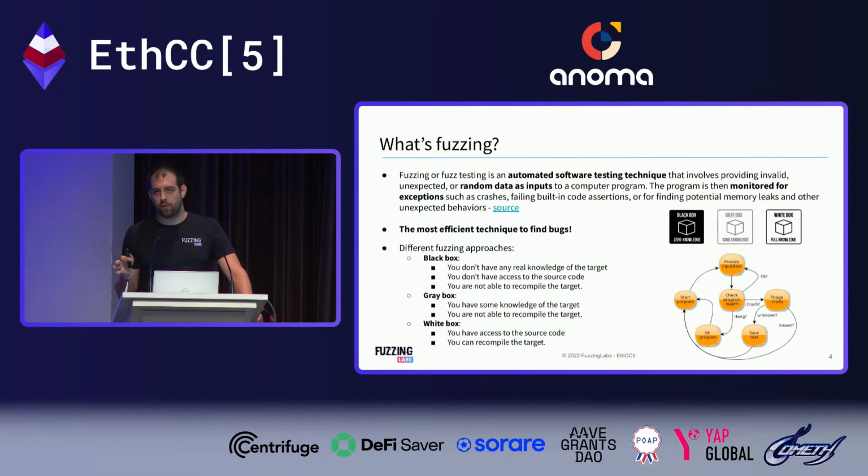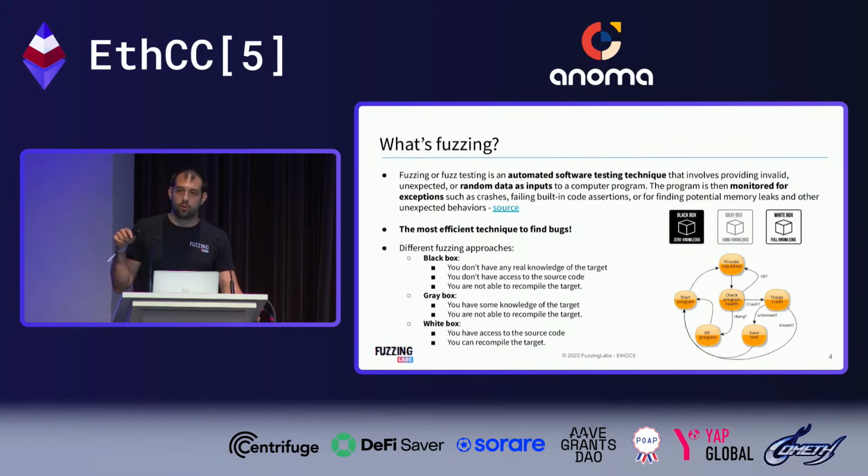There are different types of fuzzers, different approaches. The first one is black box, so you don't have any information about the target. The second one is gray box, meaning you have a bit of information about maybe what kind of input you are taking inside the program. And the last one is white box fuzzing, meaning you have the source code of the program, and you can basically modify the program, recompile it, and do some other stuff.